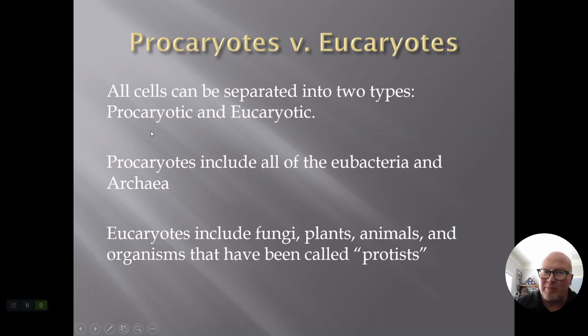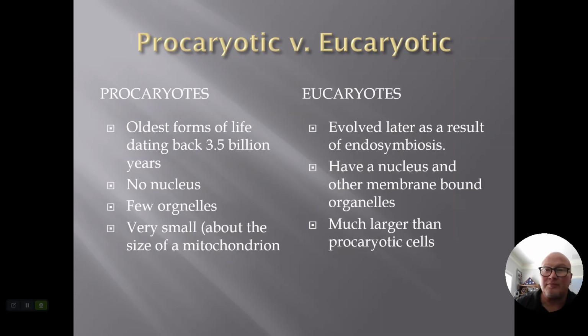So all cells can be separated into prokaryotic and eukaryotic. Prokaryotes contain all of the eubacteria, which would be domain Bacteria, and all of the archaeans, which would be domain Archaea. Eukaryotic cells would be all of those things that are in domain Eukarya, with plants, animals, fungi, and then all of those organisms that up until some 20 years ago, really, were referred to as protists.